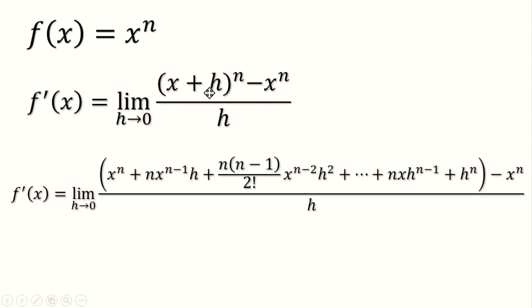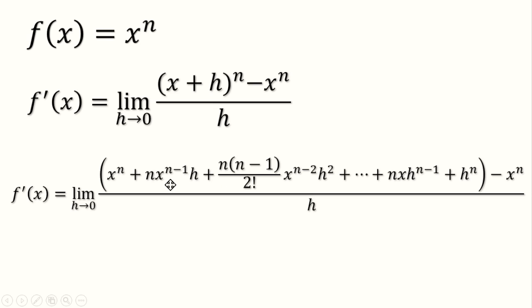So we can see that x plus h raised to n can use the binomial theorem, which would give this long expansion over here, minus x raised to n, divided by h. If we notice over here, the x raised to n and the minus x raised to n can be cancelled out, and then we will be left with this set of terms.